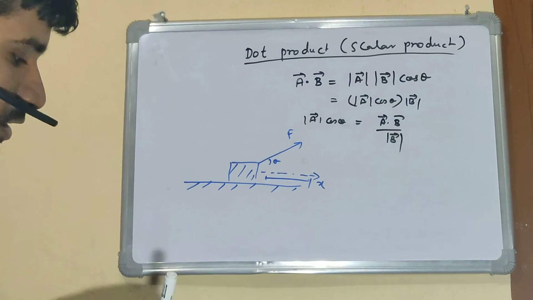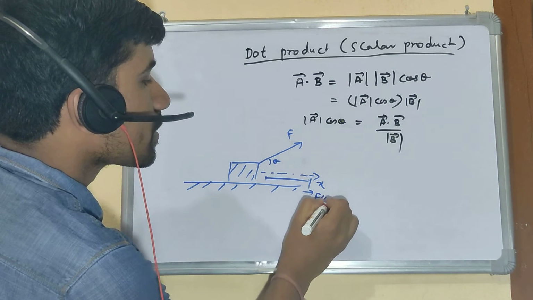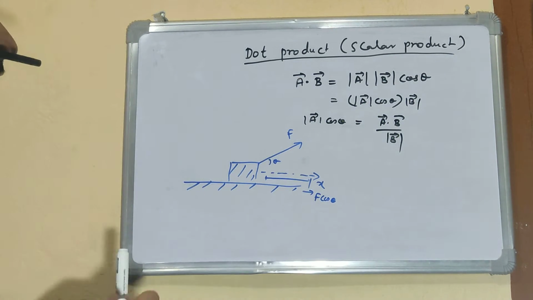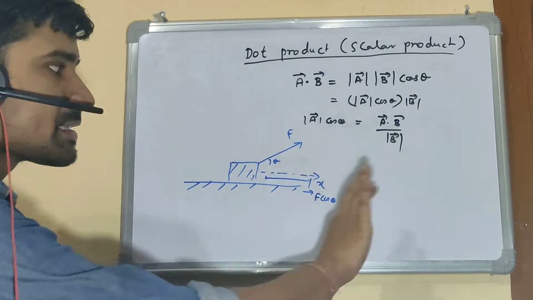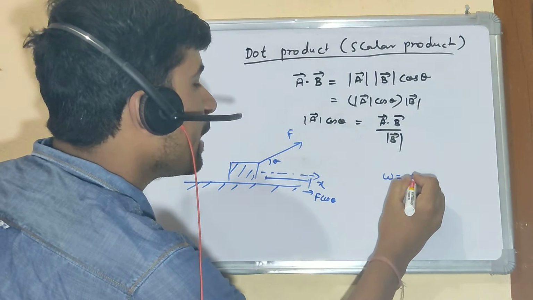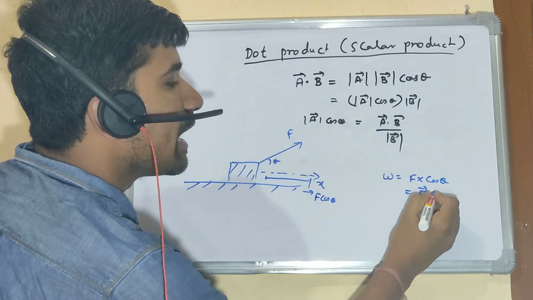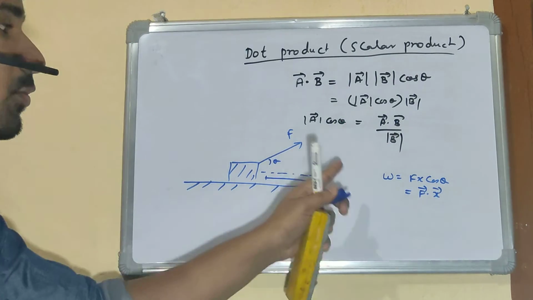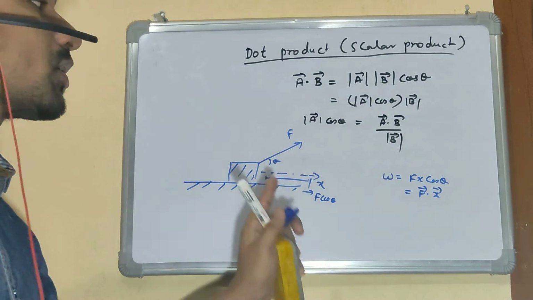So along this displacement, the force will be what? F cos theta, right? So this F cos theta is responsible to displace this body by x in the horizontal direction and not F. So work will be F x cos theta. And again, I can write it like F dot x. So work is the dot product of force and displacement. It's not a normal scalar product of force and displacement.